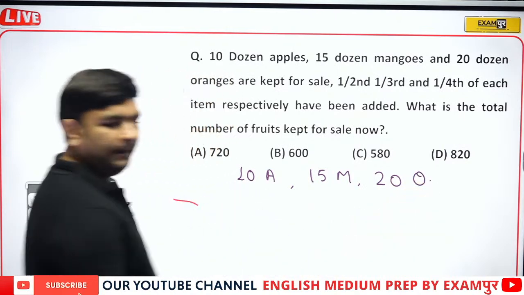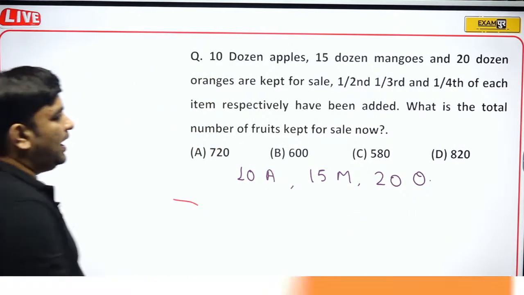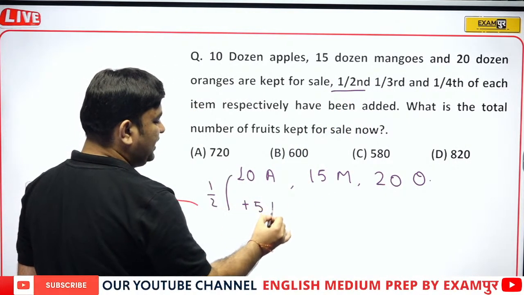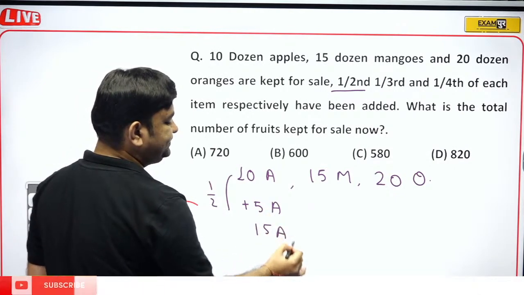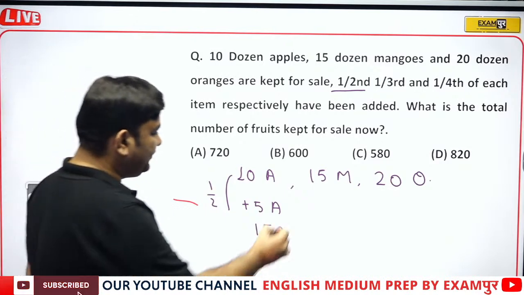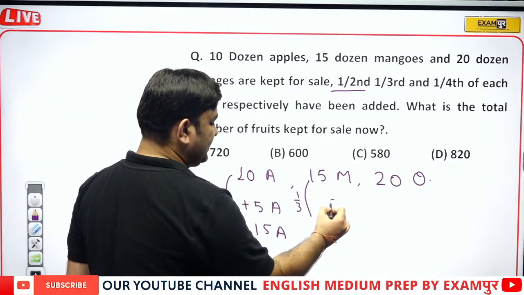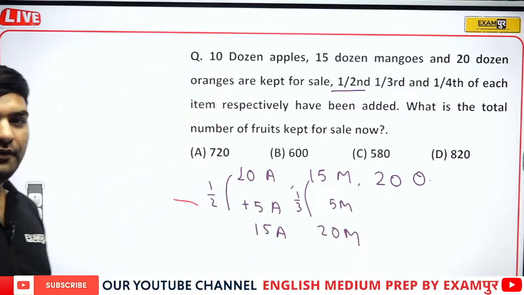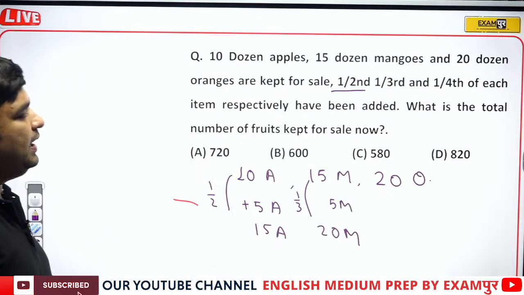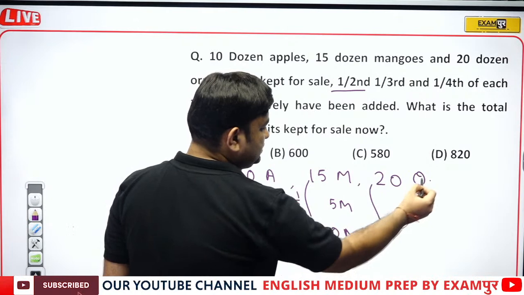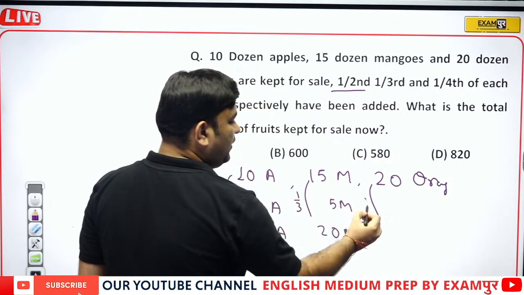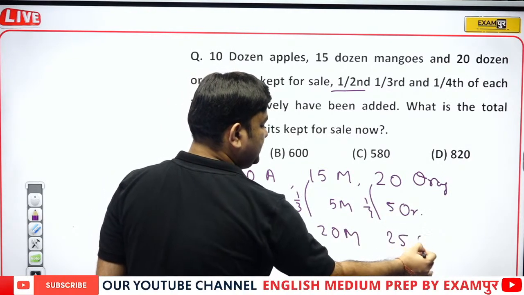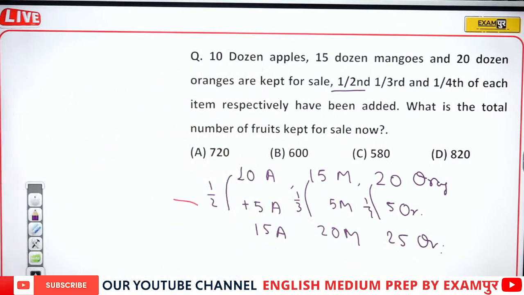Now, half of the first. What is half of the first? 5. 5 dozen apples are added, so 15 dozen apples now. 1 by third of the second is 5, so 20 dozen mangoes now. And 1 by 4th of the third, this is for oranges, 1 by 4 is again 5 dozen oranges added. So it is 25 dozen oranges now.